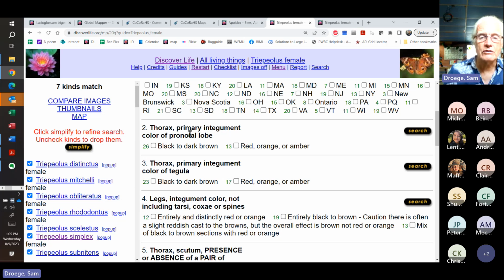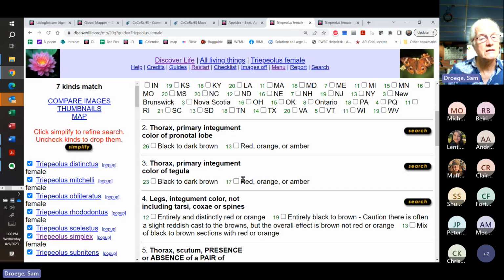So if we look here, these are really nice characters because they're pretty discrete. You look at the pronotal lobe: is it black or brown, or primarily black or brown, or primarily red, orange, or amber? If it's ambiguous, skip it. Same thing here, thorax, primary integument color of tegula. So again, in many cases, it's pretty darn obvious.